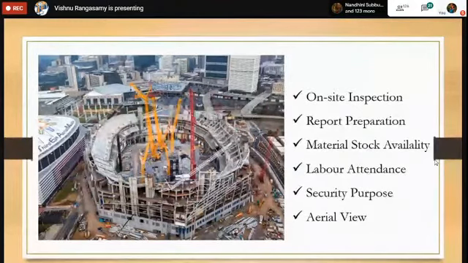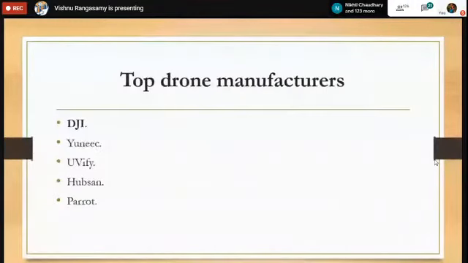So these are the top drone manufacturers. All the first 3 are from China. They have a huge investment in drones and technology-driven products. So next.